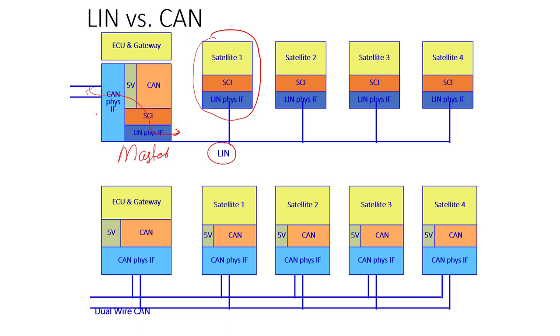CAN buses, on the other hand, work differently. Instead of one wire, they have two wires. The rest is more or less the same, where you have a physical interface and a link layer interface, and then basically the code.